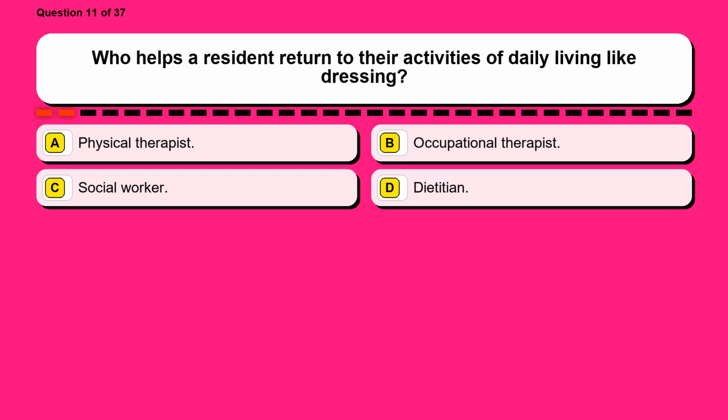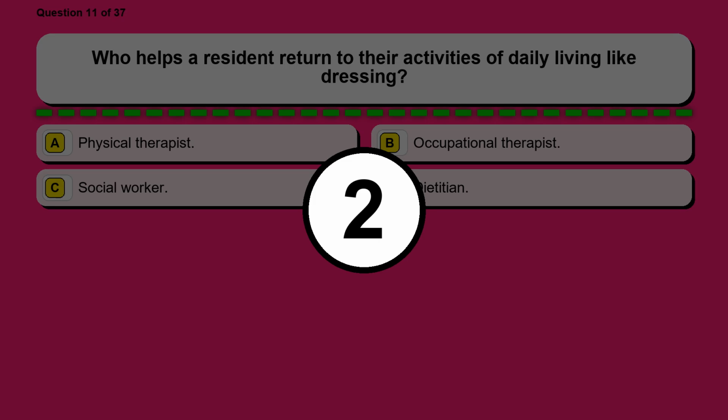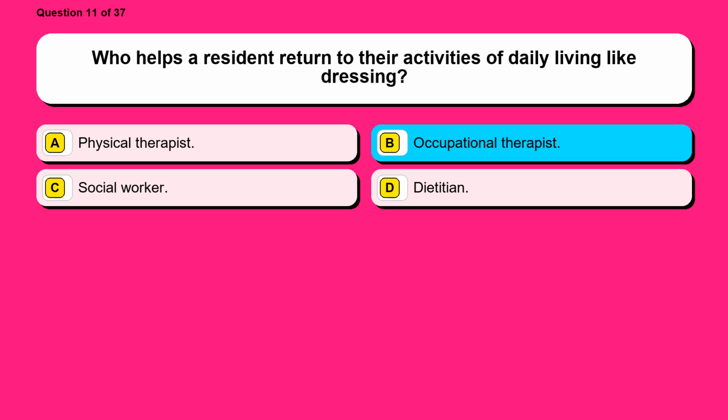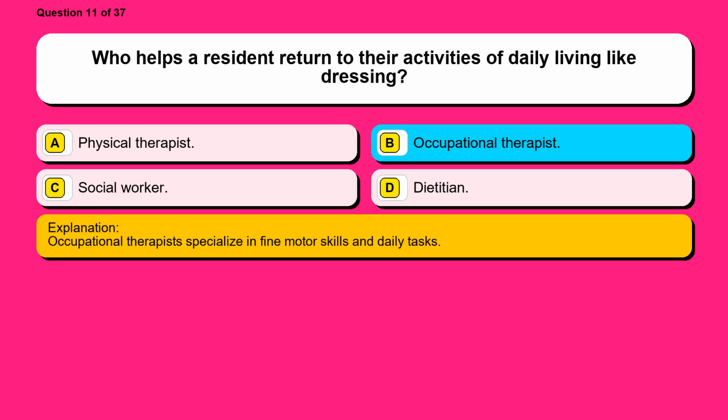Question 11. Who helps a resident return to their activities of daily living like dressing? Option A, a physical therapist. Option B, occupational therapist. Option C, social worker. Option D, a dietitian. The correct answer is option B, occupational therapist. Occupational therapists specialize in fine motor skills and daily tasks.